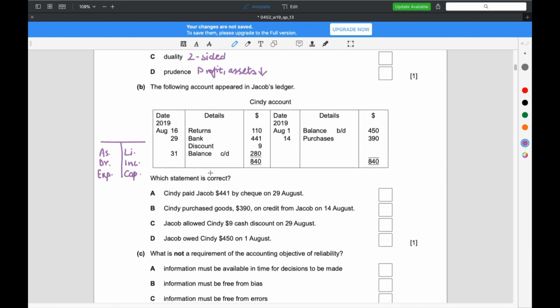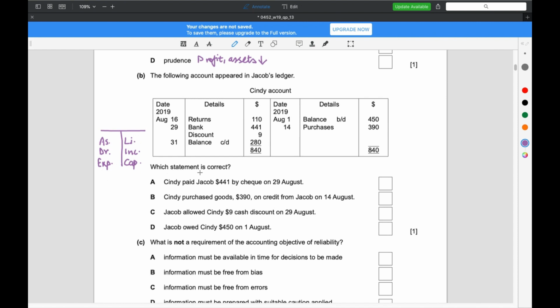Okay, part B. He's giving you some transactions here, and then he's asking which statement is correct. If you take a look at this account, he says that the following account appeared in Jacob's ledger. So we're in the books of Jacob here, and the account is of Cindy. If we take a brief look here, there's a balance brought down over on the credit side, and there's purchases, and then on the debit side there's returns, bank, discount, and then a carry down. At first look, you should be able to see that this is actually a purchases account from Cindy.